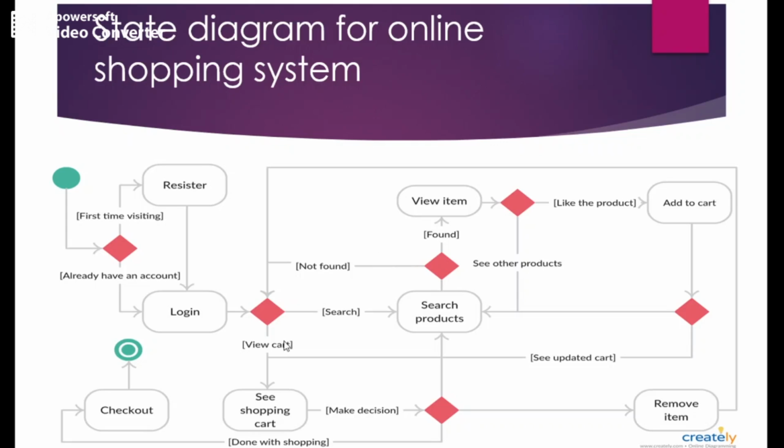And how there is a transition from one state to another, that is because of these events. So these are the events: see other products, like the product, see updated cart, then first time visiting. All these are the events that mainly cause the transition.